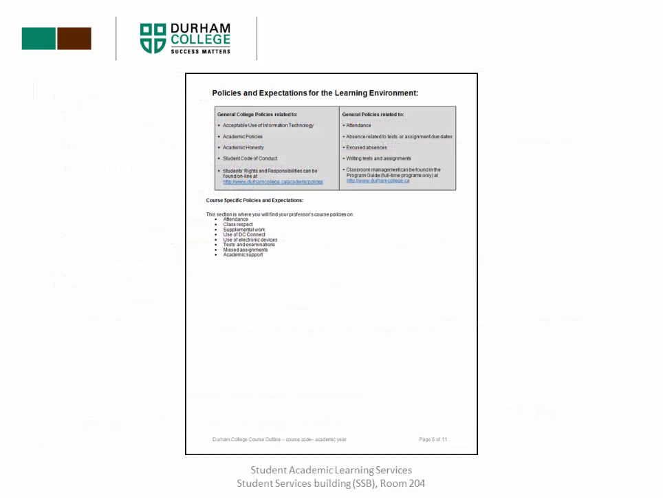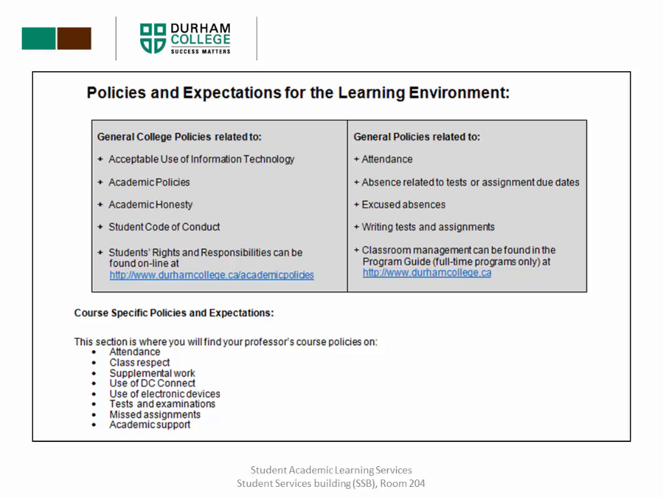Page 5 of the course outline lists the policies and expectations for the learning environment. These policies include general college and program policies around academic honesty and the Student Code of Conduct, attendance and absence, as well as other academic policies. It's worth taking a few minutes to read these policies online to avoid accidentally crossing a line. You will also want to read the course-specific policies and expectations, as they will let you know how your professor will address class absences, missed tests, late assignments, the use of DC Connect and other electronic devices, and may also include your professor's rules around classroom behavior and respect.